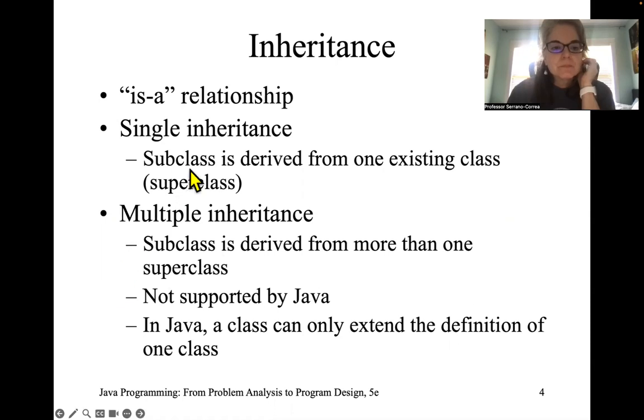We have single inheritance, which means that a subclass is derived from only one class, one superclass. And then we have multiple inheritance, which means that a subclass can inherit from more than one class. In Java, we only have single inheritance. So we can have a subclass that inherits from only one superclass.